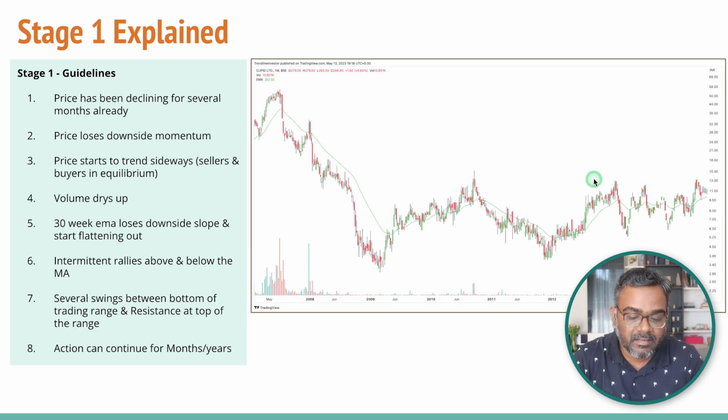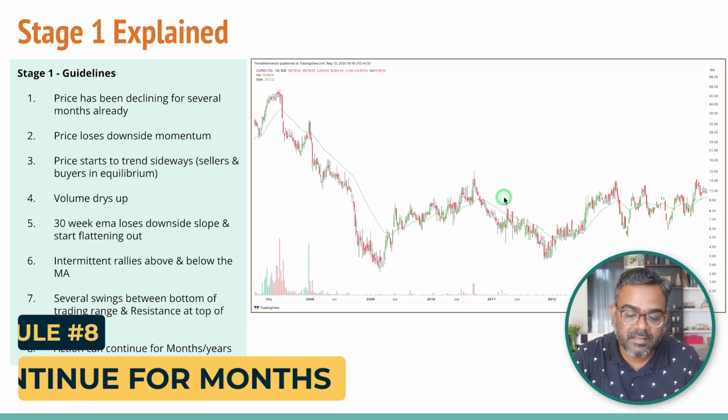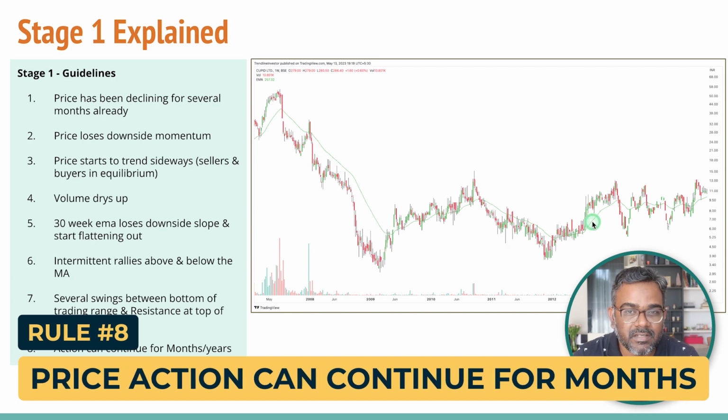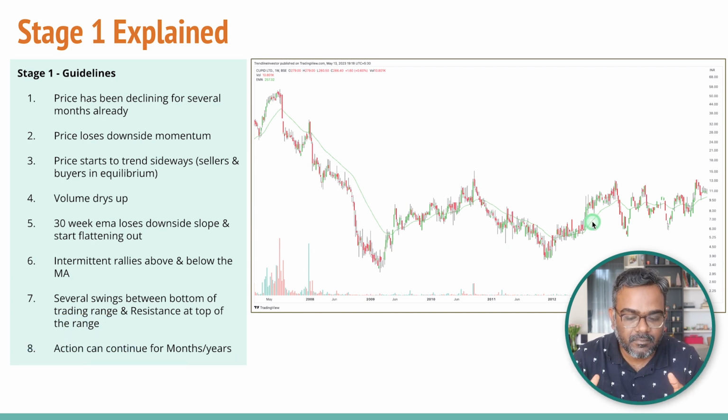Okay. And just remember one last thing: this base action can go on for several months, right? Now, these are the 8 guidelines that Stan Weinstein suggests, and it is very important to follow these. Not many of them will actually be followed to the T, but you need to at least follow them and see how you can work around them, right?